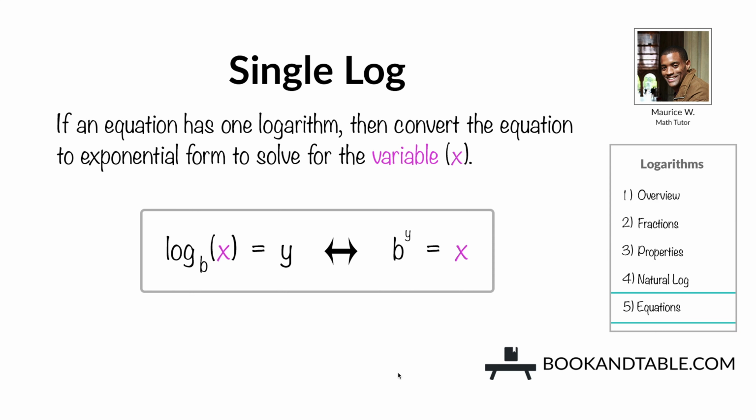Let's now have a look at equations that have a single logarithm. If an equation has one logarithm, then convert the equation to exponential form to solve for the variable x. So if we have log base b of x is equal to y, we convert this to exponential form by taking our base b, raising it to the power of y, and setting that equal to the argument x. And now this allows us to solve for x.